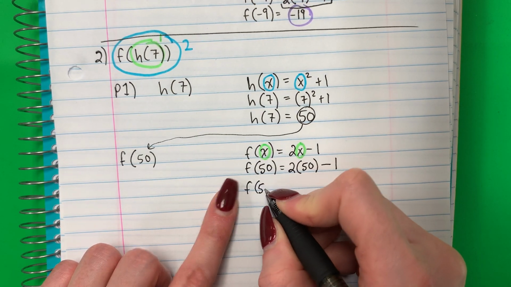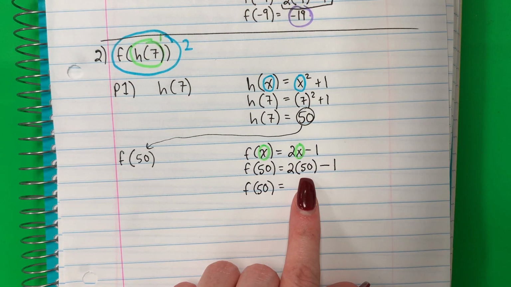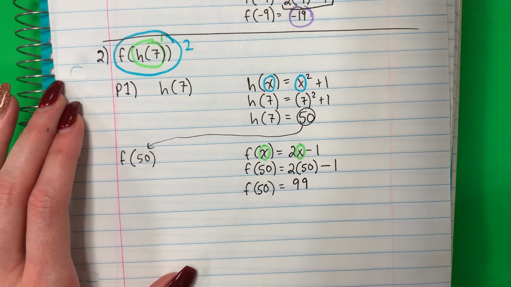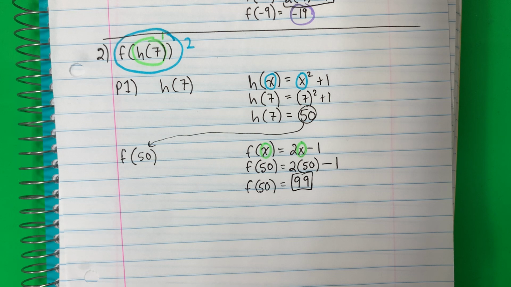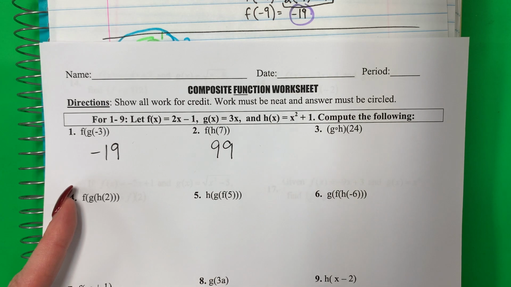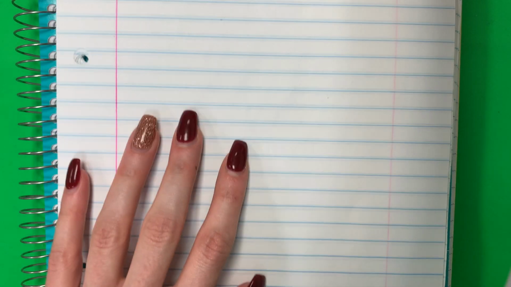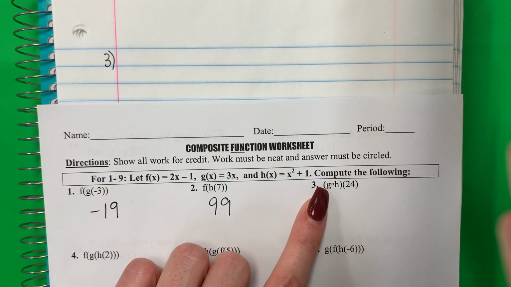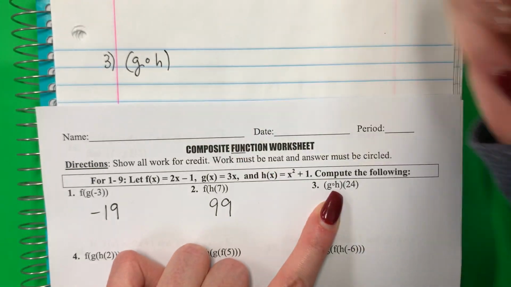Copy F of 50 equals 2 times 50 is 100, minus 1 is 99. So my answer is 99. So I'm going to go ahead and put that here. Let's go ahead and do question 3. I'm going to go ahead and copy it. So G of H of 24.